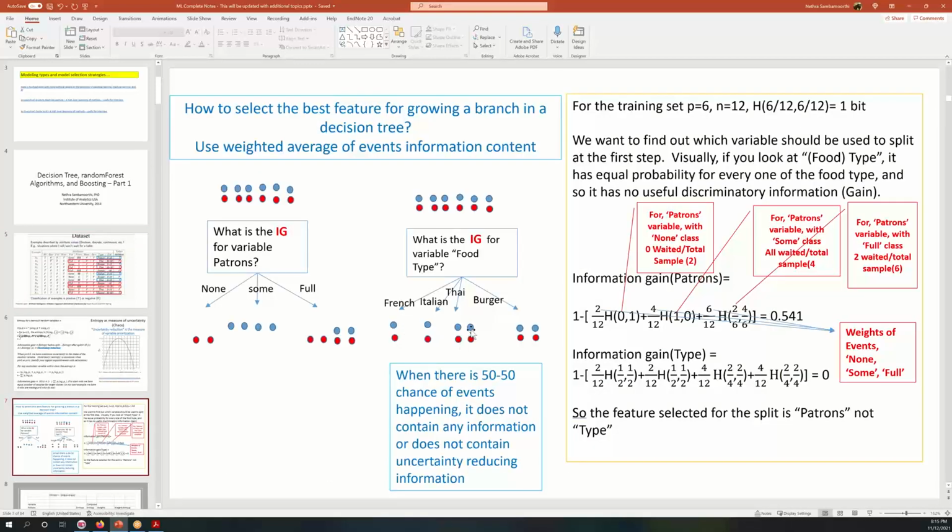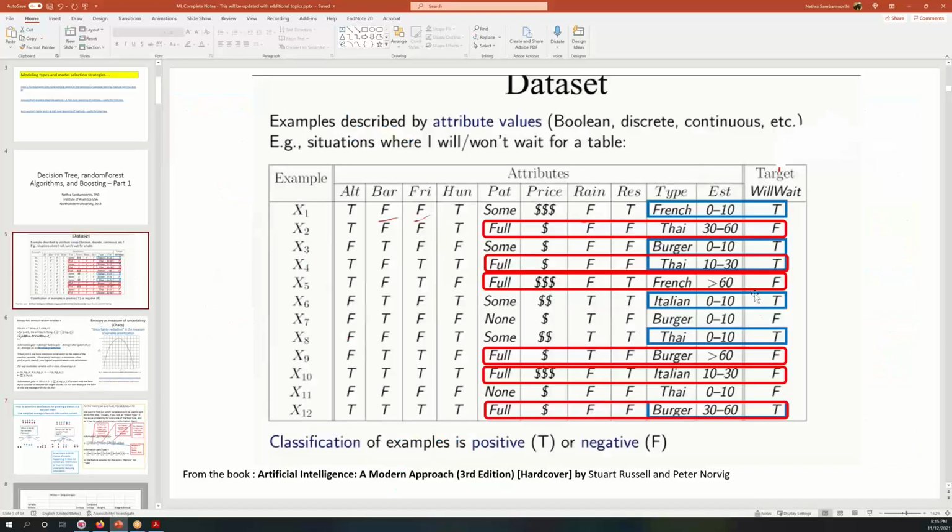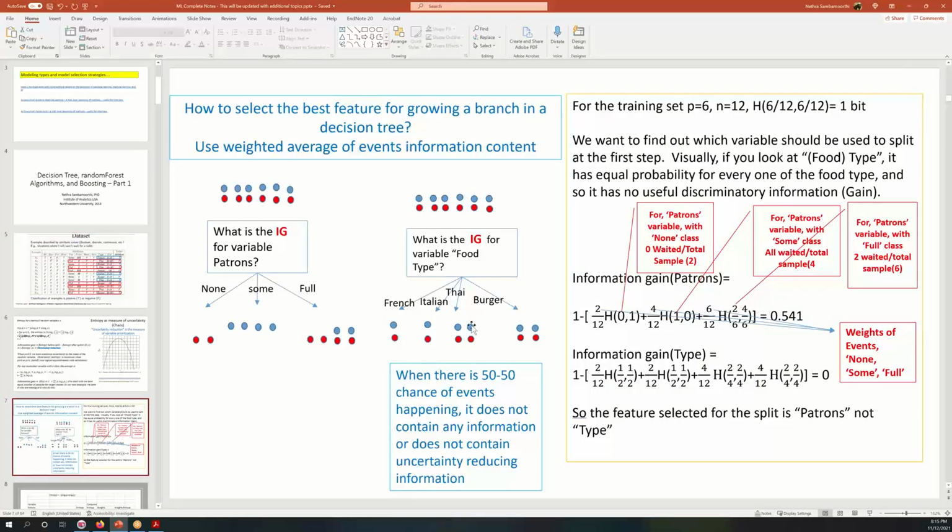3 did not wait and 1 waited. 2 did not wait, 2 did wait. One second, let me check. Here 2, in the fourth. What about did wait? 1, 2. That's it, right? 2 and 2. So that's what we have here, 2 and 2 here. Likewise, you have to interpret it.